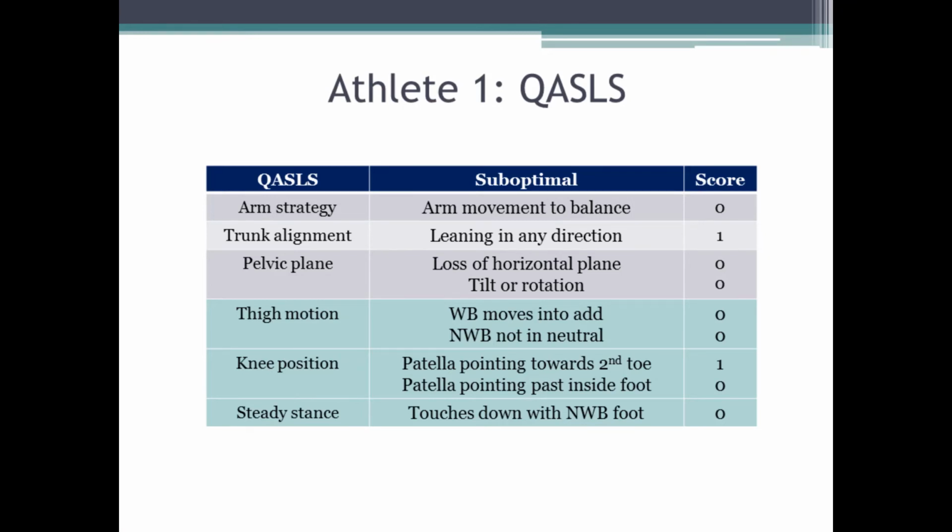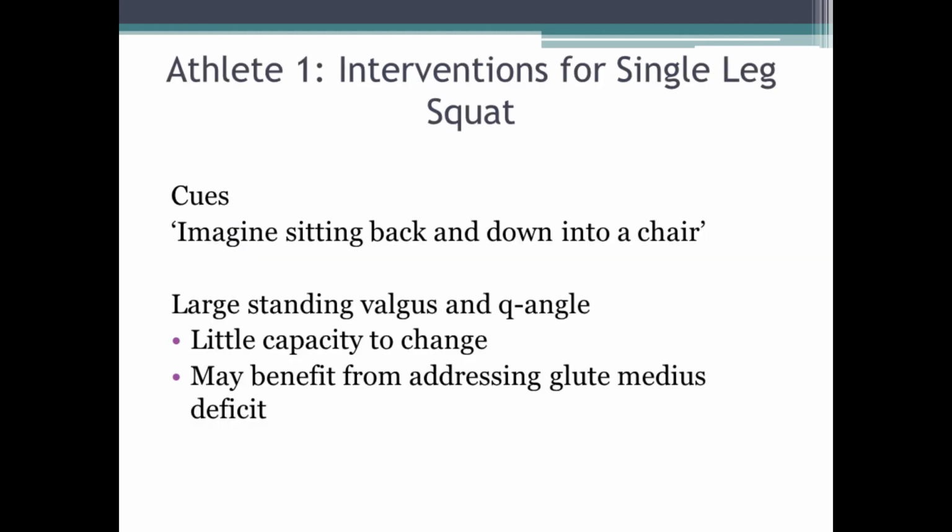Though the knee pointing towards the second toe could be the result of the athlete's large Q angle and hip to waist ratio. To encourage a symmetrical shin and trunk angle, the athlete is cued to imagine sitting back into a chair to shift the center of mass more to the midfoot, which may reduce shear at the knee. The athlete's large Q angle and subsequent knee valgus may have limited ability to change, but may indirectly benefit from addressing the weakness in the glute medius.